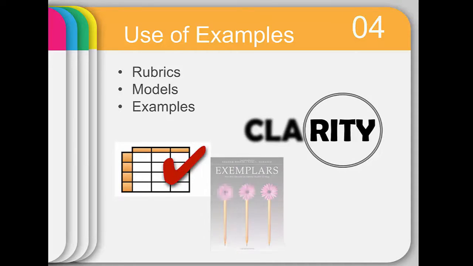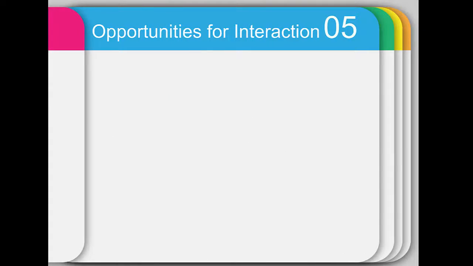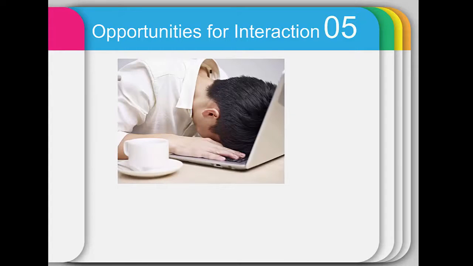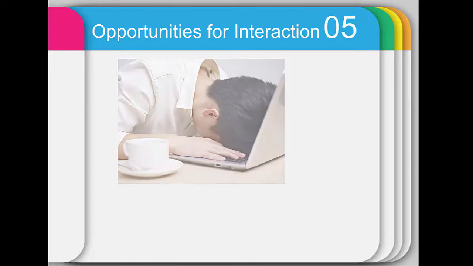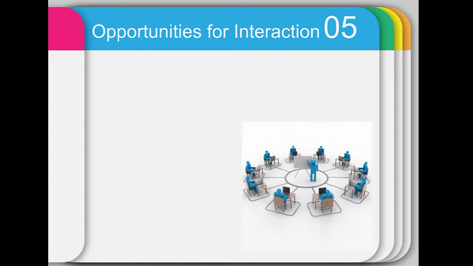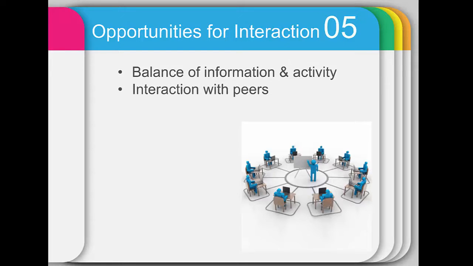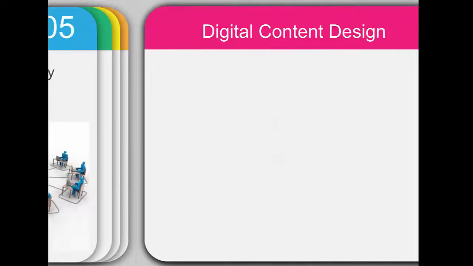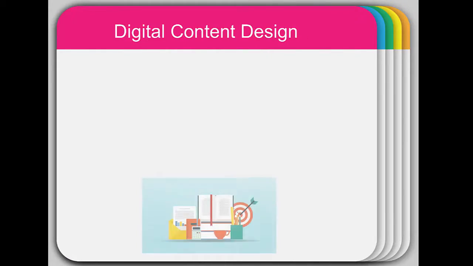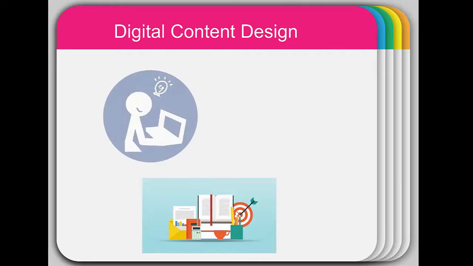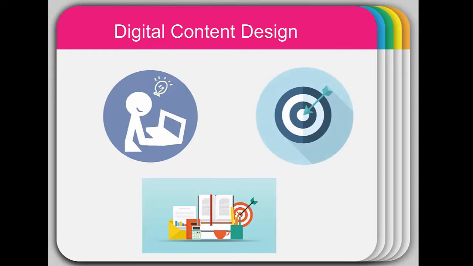Last, provide many opportunities for interaction. Online learning can sometimes feel really isolating. Make it a goal for your students to feel as connected when participating in digital learning activities as they do when they're sitting side by side with their peers. Design your content to be interactive and plan activities that allow for frequent student-to-student interaction and teacher-to-student interaction. Intentionally crafting the design of your digital content will engage your learners and support them in their learning pathways.